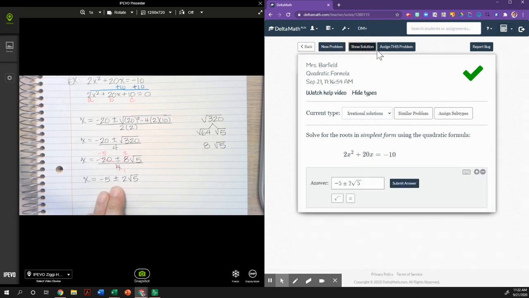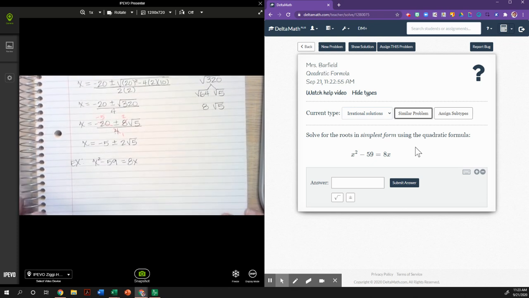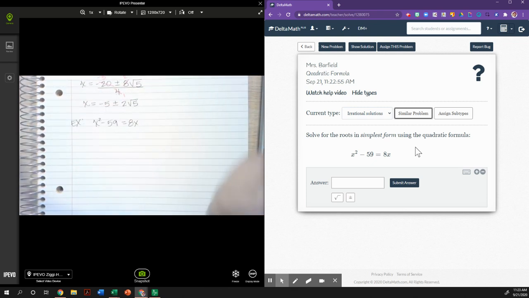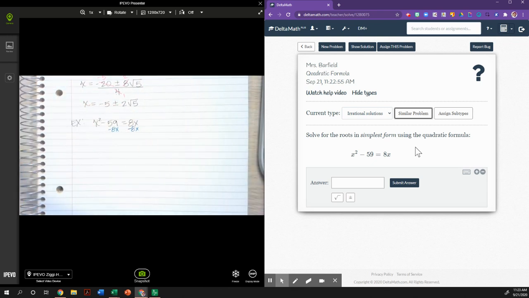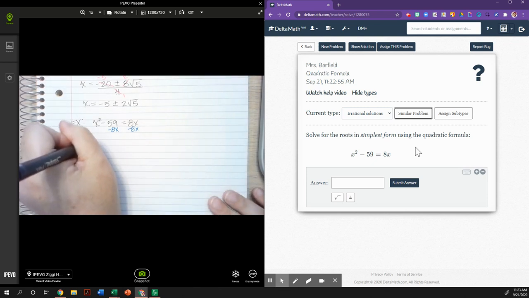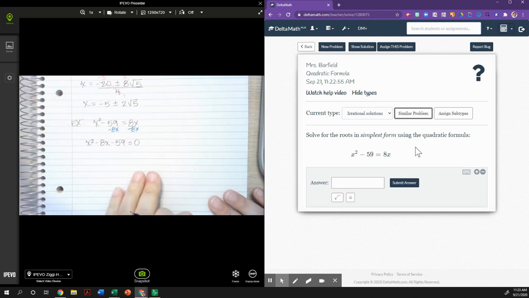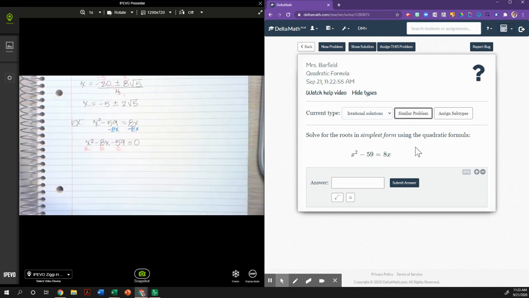Let's go back to show question. Our next example is x squared minus 59 equals 8x. I'm going to subtract 8x, so I get x squared minus 8x minus 59 equals 0. Then I have A, B, C.